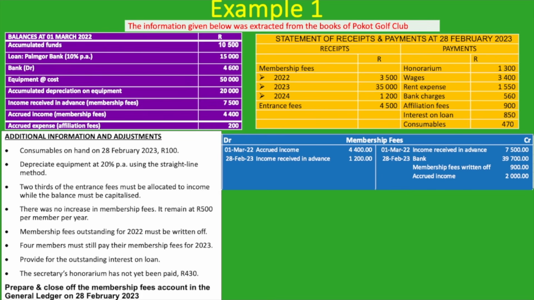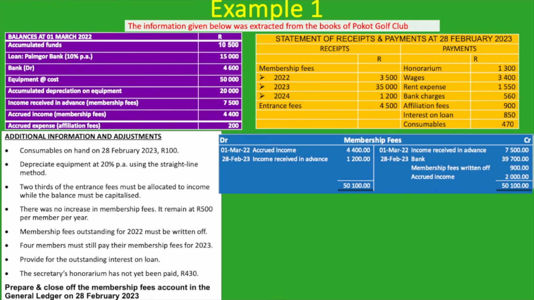We look at which side is the bigger side, of course, by looking at it without even calculating it. You know the credit side is the bigger side. So you calculate what the total on the credit is and put it on both sides. So we're going to put 50,100 Rand, which is the total on the credit side, on both sides. Once we've done that, we see what is missing on the debit side to make it equal the credit side.